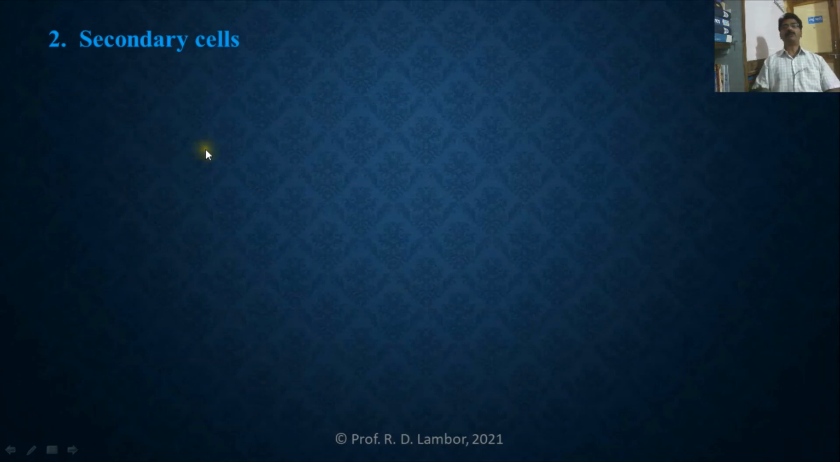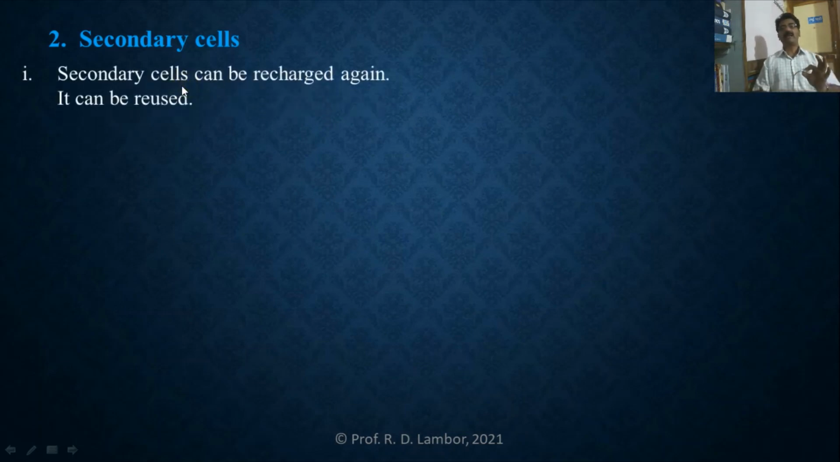Now, the second type of cells, secondary cells. The cells which are used in vehicles, two-wheelers, four-wheelers, cells which are used in laptops, cells which are used in mobiles, those are nothing but secondary cells. So secondary cells can be recharged again and again. So they can be reused. This is the difference between primary and secondary cells. Primary cells cannot be recharged, but secondary cells can be recharged again.